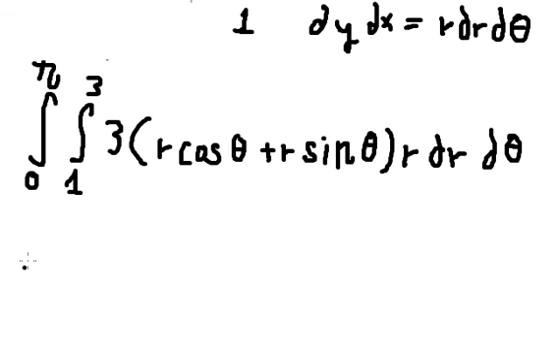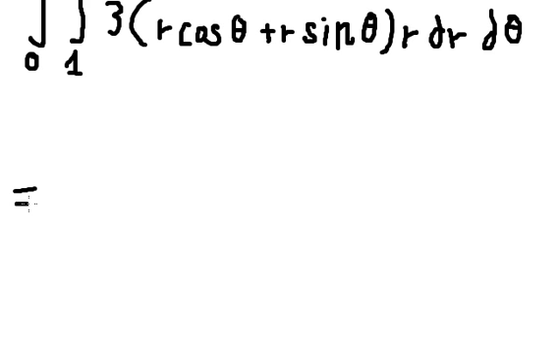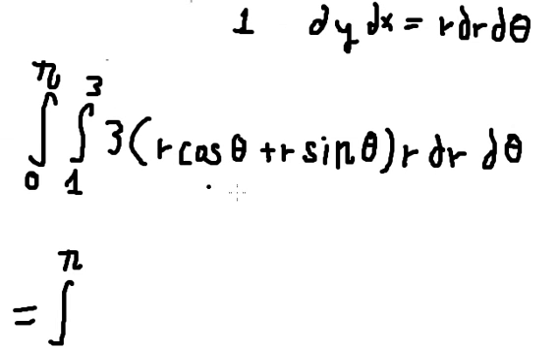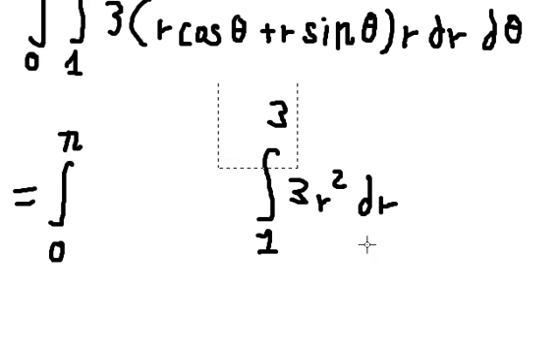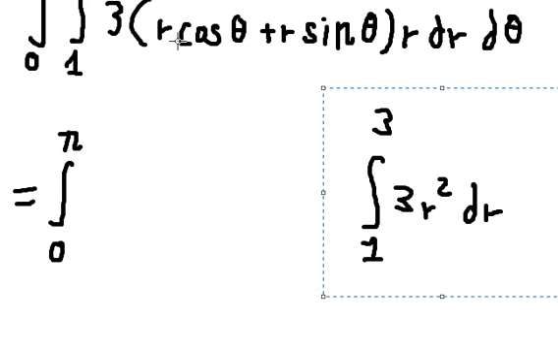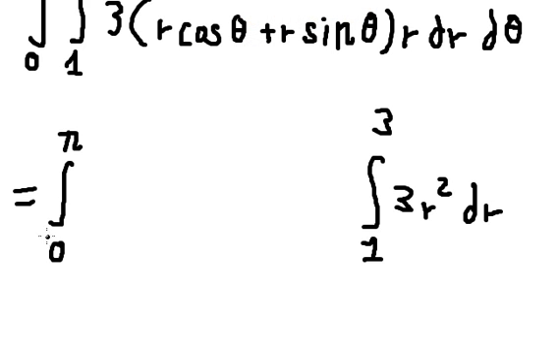Now we need to calculate this one. So we have r and r with r in here, so we have 3r squared. And now the theta, we just have cosine theta and sine theta in here.